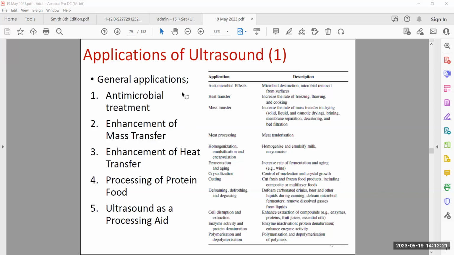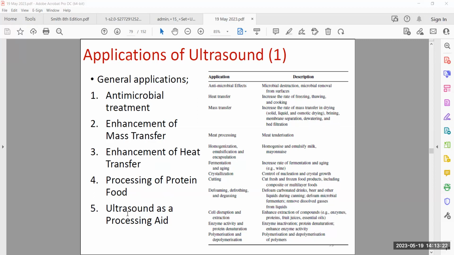General application is basically for antimicrobial treatment and enhancement of mass transfer, basically increasing the rate of mass transfer in drying, brining, membrane separation, dewatering, and bed filtration, or drying your product, dehydration. Also enhancement of heat transfer, increasing the rate of freezing or thawing, and for cooking, processing of protein food such as meat tenderization, and also the thawing of frozen chicken. Such are the applications of it.